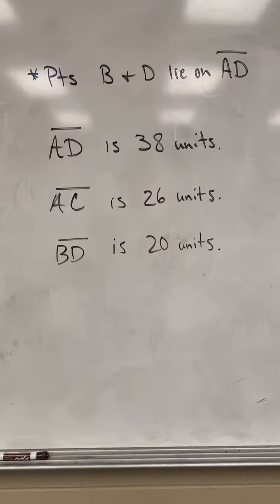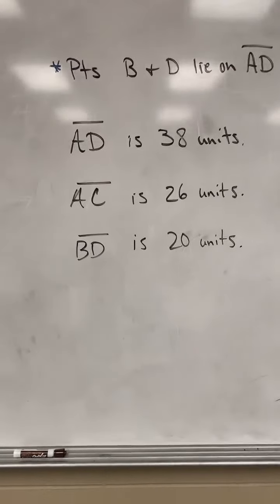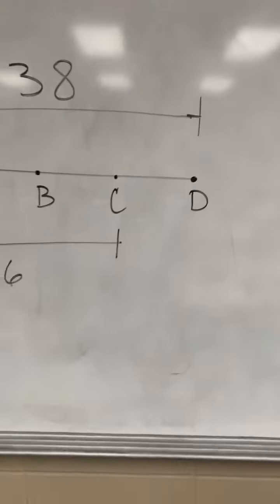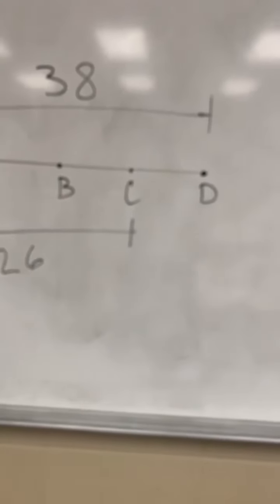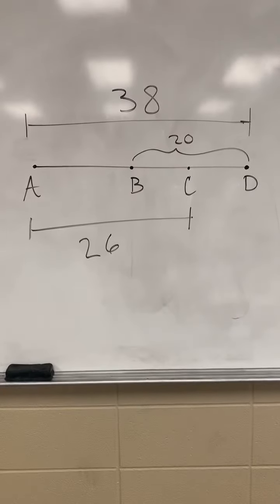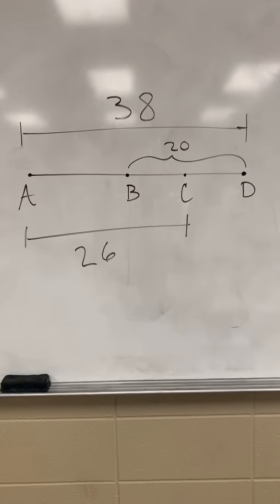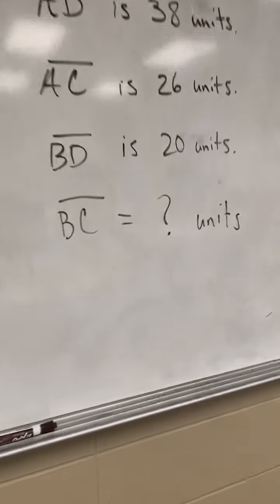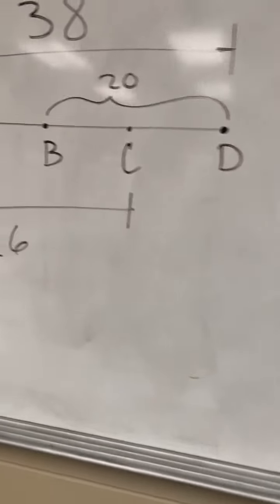Next thing I read: segment BD is 20 units long. So from here to here, that's 20 units long. That means that's going to be another spot I have to identify. And there's my 20 units for segment BD. So the very last question, and this is what we're trying to figure out, is how long is segment BC?